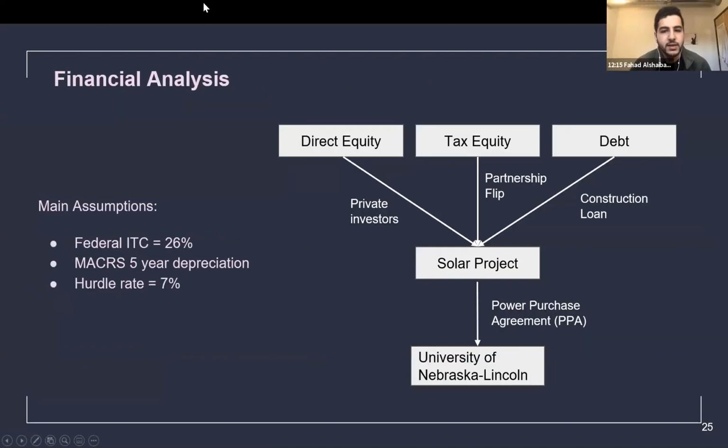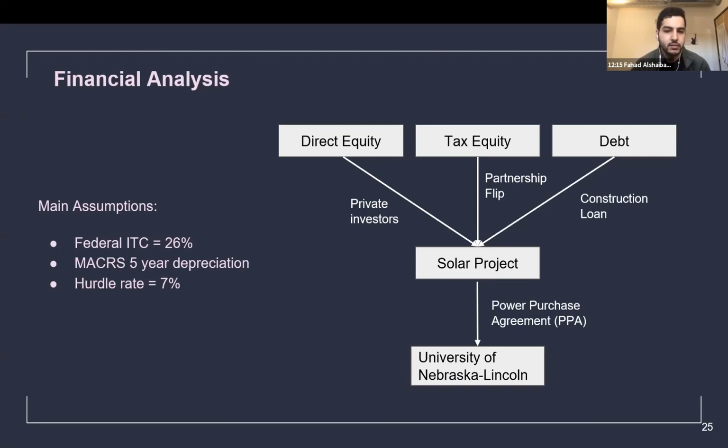So, to properly assess the financial viability of our proposed PV installation, the provided solar model template has been adapted to reflect the investor rate of return and the university savings generated by the system. The main sources of funding for the system come from private investors, a construction loan, and a tax equity partnership flip. So the model is able to take advantage of a federal income tax credit of 26% and a five-year MACRS depreciation scale, which drive the financial returns of the project. This is in addition to a power purchase agreement conducted with the off-taker, or UNL in this case, which further drives the returns of the project, and these are compared against a market estimate of 7%.